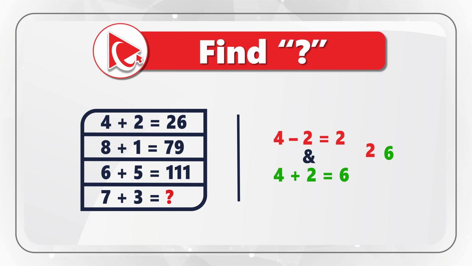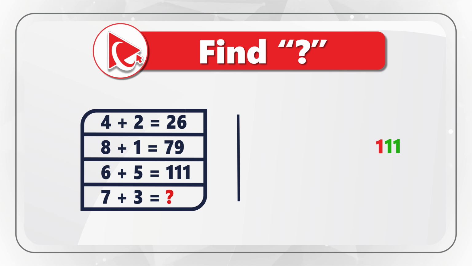For example, first number 2 is calculated as 4 minus 2. This is where I gave you a hint of using not just the plus sign, but also look at the minus sign. And the second digit in 26, which is 6, is calculated as 4 plus 2 equals 6. Now let's look at the second expression. Second expression's result is calculated as 8 minus 1 equals 7, and then 8 plus 1 equals 9.